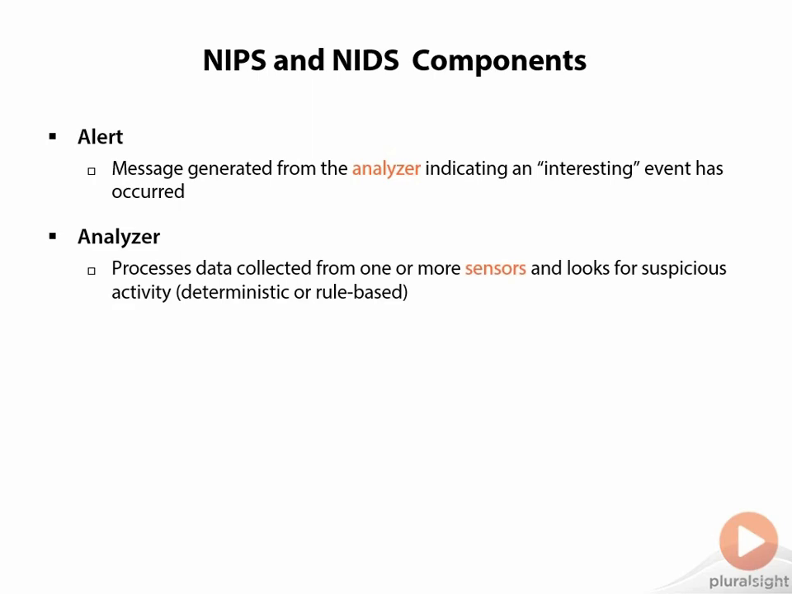All right, now the analyzer processes data collected from one or more sensors, and the sensor we'll talk about in a moment. The sensor basically collects data or triggers data, and then it looks for suspicious activity. The analyzer is going to take that data and look for what it deems to be suspicious or malicious activity. It could be deterministic or it could be rule-based. So we could just say, hey, if it meets this signature, then it's probably malicious. Go ahead and fire off some type of alert, some type of action, and so on and so forth.